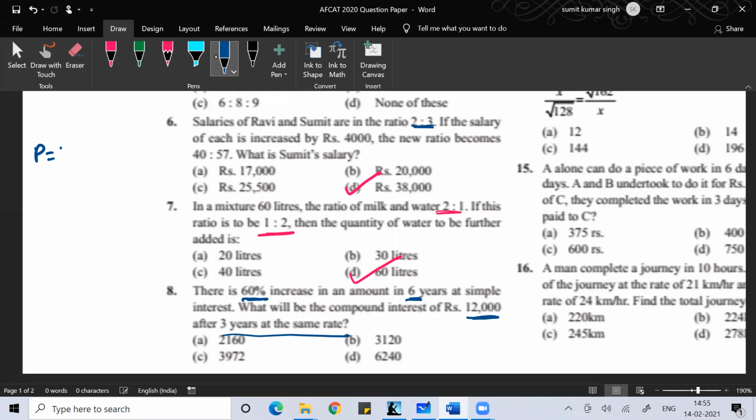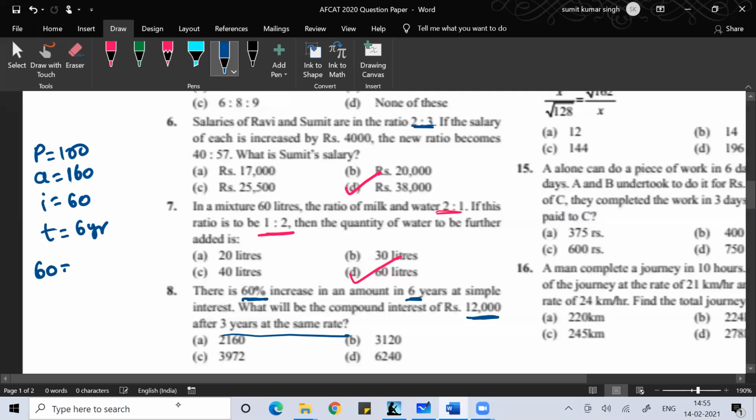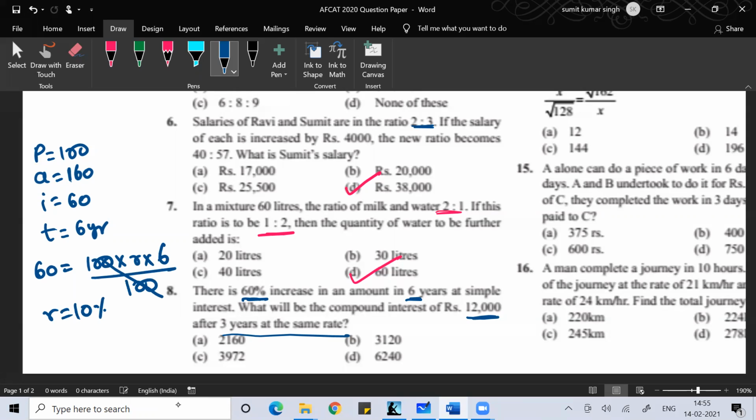So if your principal was 100, your amount becomes 160. 60% increase means you get an interest of 60 rupees in 6 years. If you apply the formula of simple interest, P into R into T by 100, your interest is 60, your principal is 100, R you don't know, T is 6, divided by 100. So the value of R is equal to 10%. Okay, so what will be the compound interest on 12,000 for 3 years?